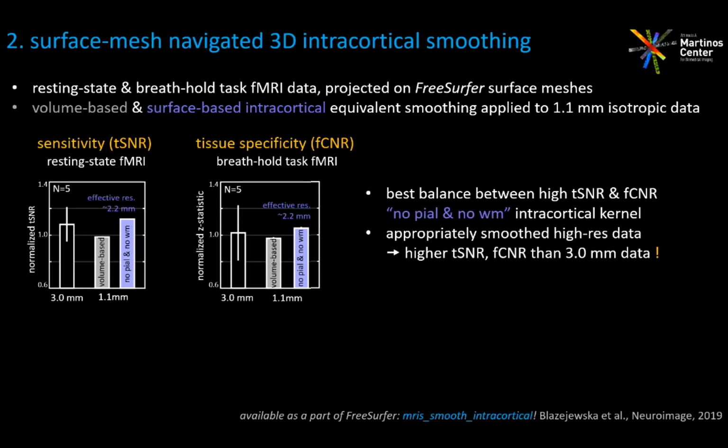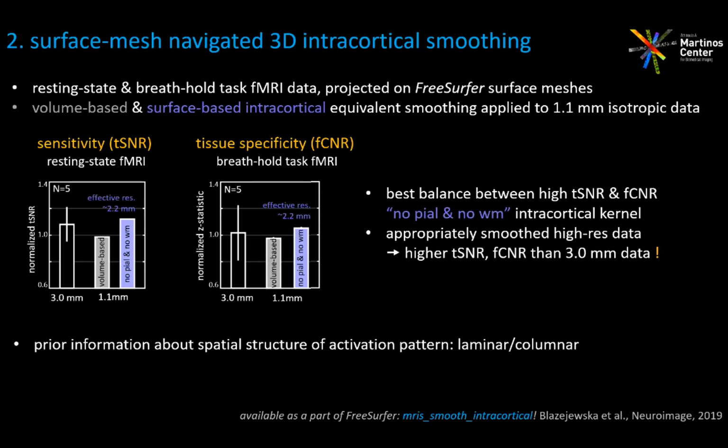Okay, but that's all fine and good. But we're here at the laminar fMRI workshop. So what's the message for us from this approach for the laminar analysis? If we have any prior information about the spatial structure of activation, be it laminar, be it columnar, we can use it and we can smooth our data.